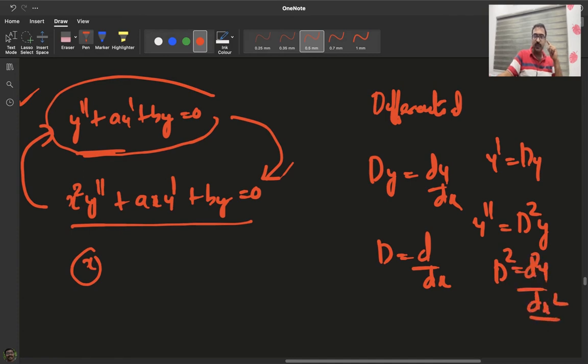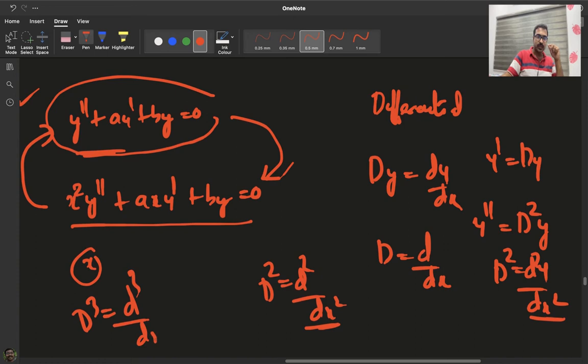So that is the notation which you are using. So D squared is actually not D squared y, it's basically an operator. It is defined simply as d squared by dx squared. I hope you understand this notation. So what will be D cubed? D cubed is the differential operator d cubed by dx cubed. We are going to write this in shorthand notation like this.